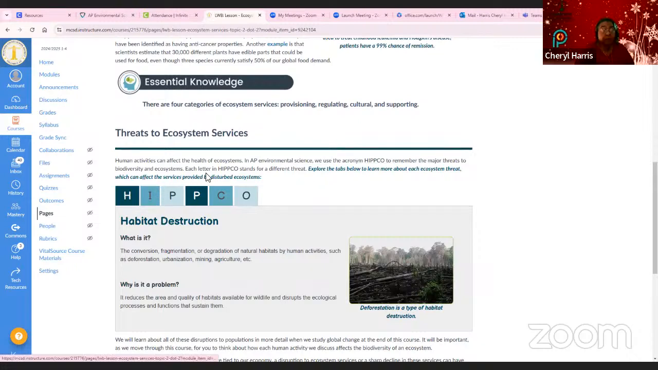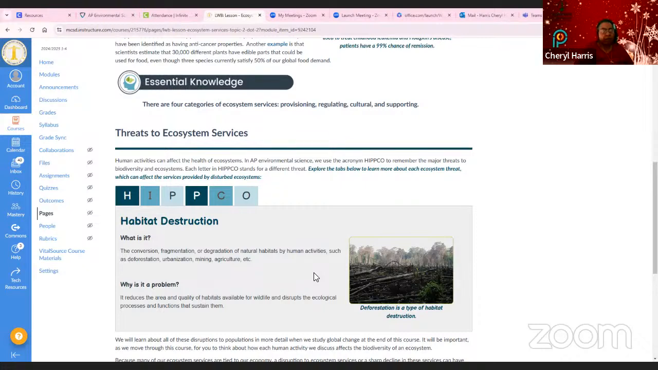So we have our acronym for some of the services. So habitat destruction, what is it? It's conversion, fragmentation, degradation of the natural habitats by human activities, such as deforestation and urbanization, mining and agriculture. So things that we do to the environment that cause destruction.